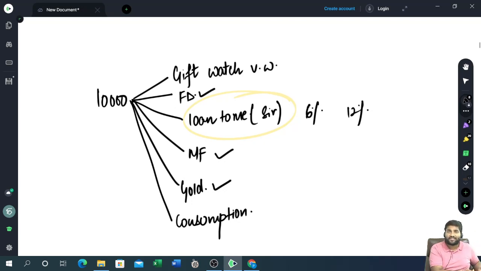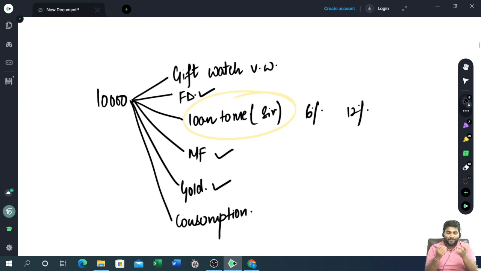What is the market rate of interest going on? Okay, what is my capacity to pay you back the money? What is my past credit history? In the past, if I have taken a lot of loans from students and I haven't repaid them back, then will you give me the loan? The answer is no. So basically, it has a lot of alternative uses.